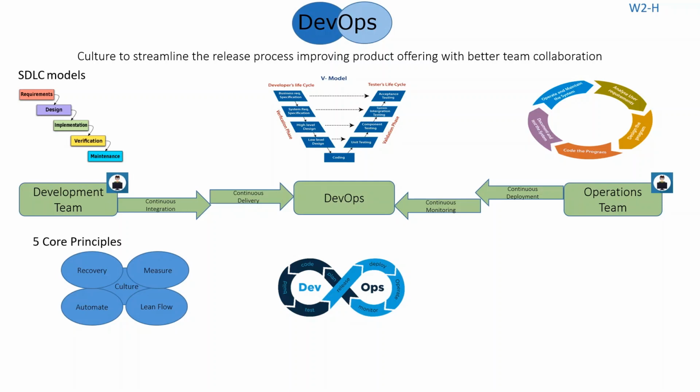So altogether it's again a new topic, and I'm going to explain it in the next video. So these are the 5 core principles, and every team should adopt these 5 core principles to be a successful DevOps team. Now let's talk about the benefits.